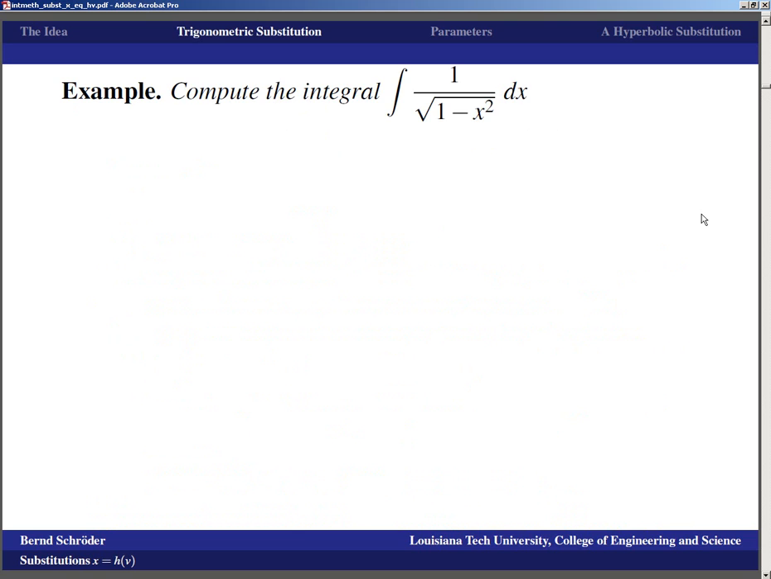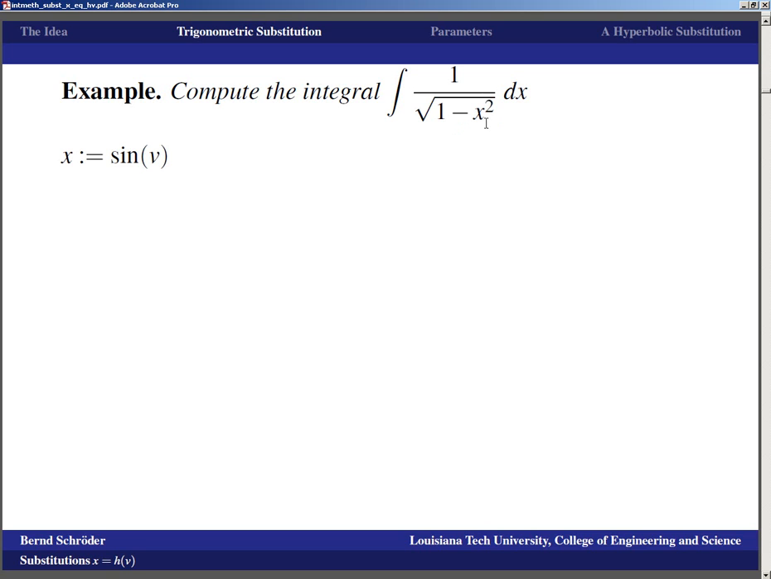So, trigonometric substitution. Let's start with a very simple example. We want to compute the integral, the antiderivative, of 1 over square root 1 minus x squared. Now that problem looks like a joke because you already know the answer. The integral is the arcsine of x plus c. Let's see how a trigonometric substitution would do that.